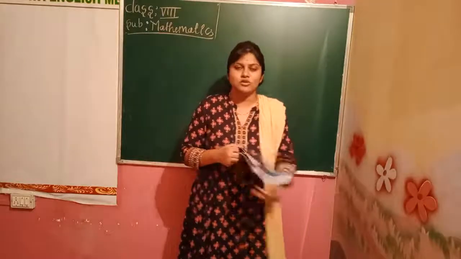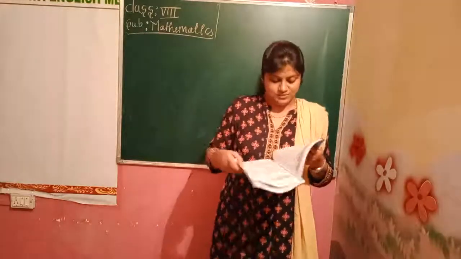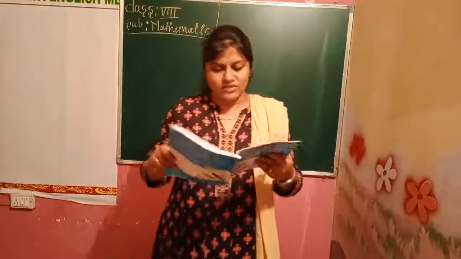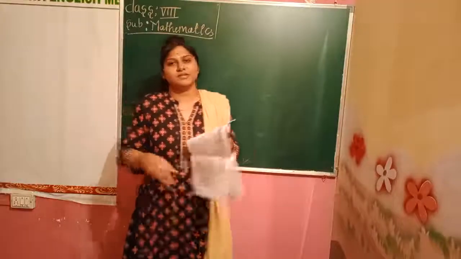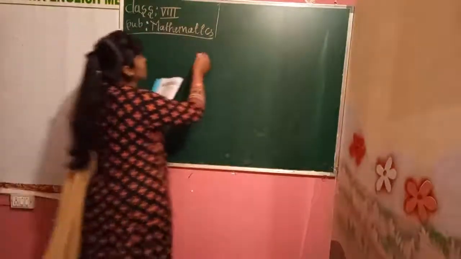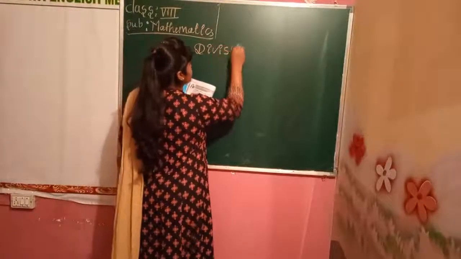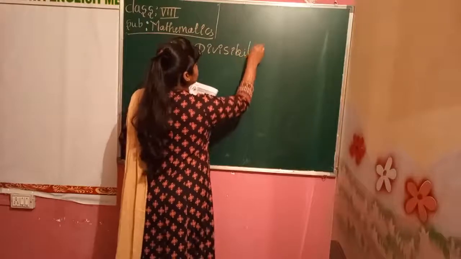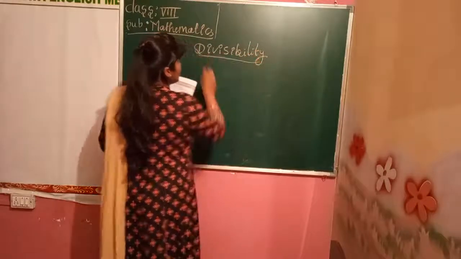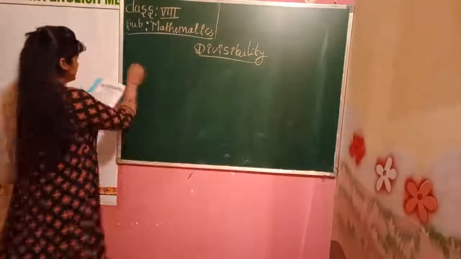Now we'll move on to our academics. Children, in our book they have given so many examples. We'll solve them one by one and move on to our exercise. In the first example, we are checking the divisibility.